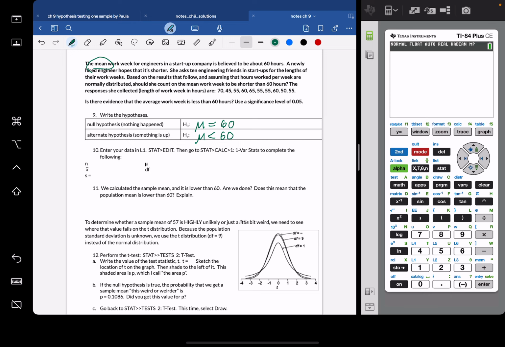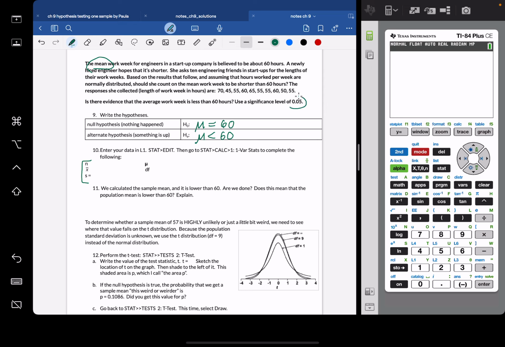The responses she collected, so these are 10 data values, we're going to need n and x bar and s, which we're going to get from the data. So these we are going to calculate from the data, and then we'll determine if there's enough evidence to suggest that the work week is less than 60 hours.